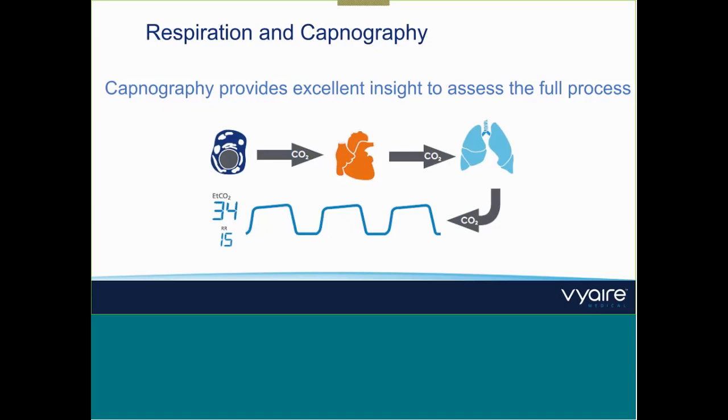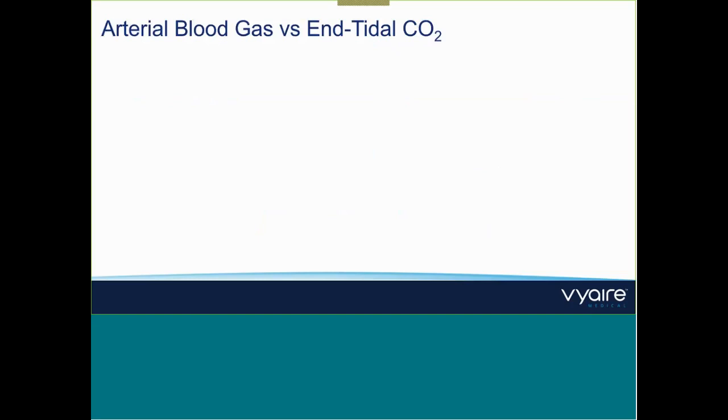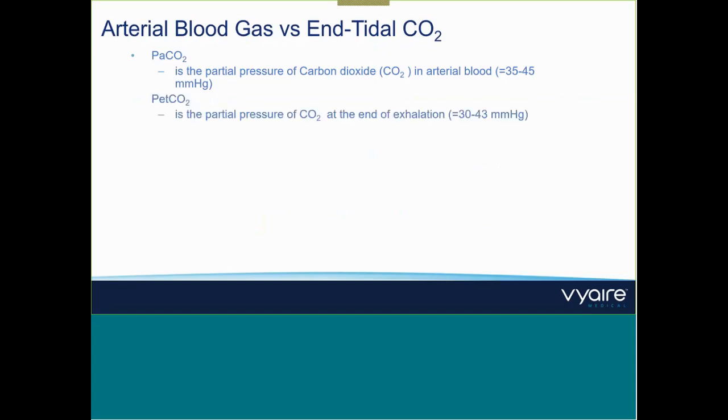There are differences in the elimination and also in the concentration of blood gas CO2 and end-tidal CO2. What we breathe out is not entirely the same as what's in the blood. Usually the partial pressure of carbon dioxide in the arterial blood of a healthy human is between 35 and 45 millimeters of mercury, and it's lower for end-tidal CO2. End-tidal CO2 means that at the end of the exhalation, that's the concentration you measure with a capnometer.